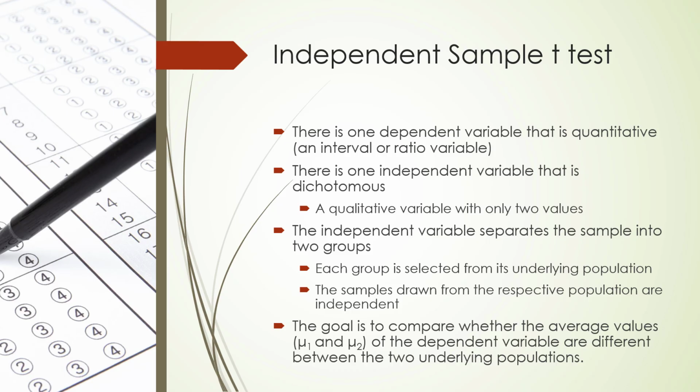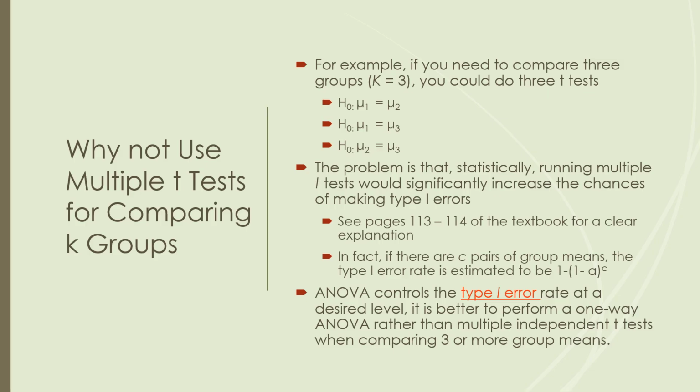compared. When the scenario becomes more complex, specifically when the independent variable has more than two values, the independent samples t-test can no longer be used. You might argue, yes, I can conduct multiple t-tests. If there are three means, I could compare mean 1 with mean 2, mean 2 with mean 3, and mean 3 with mean 1. The problem with running multiple t-tests, however, is that the type 1 error rate becomes severely inflated.